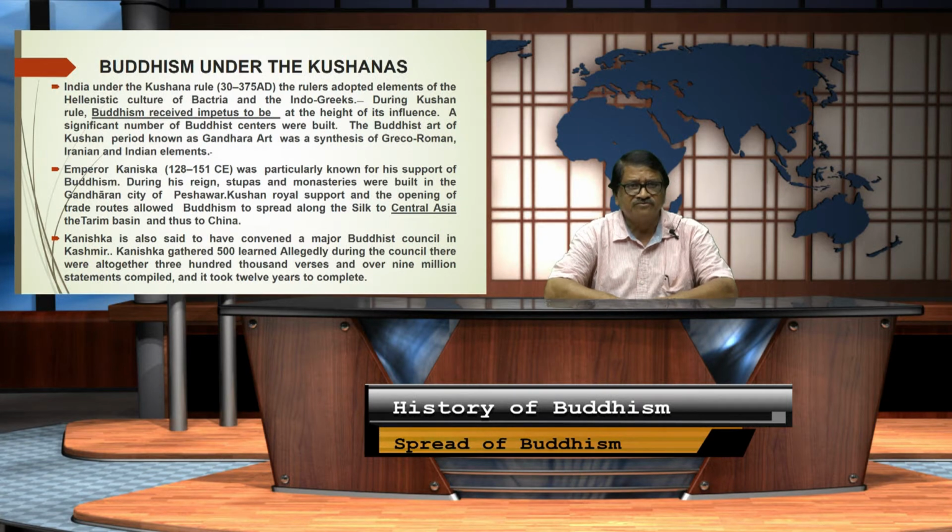Kanishka is also said to have convened a major Buddhist council in Kashmir. Kanishka invited 500 learned monks, and allegedly during this council 300,000 verses and over 1 million statements were compiled, and it took 12 years to complete. I don't know how far it is true, but the traditions record that during this Buddhist council, 300,000 verses were compiled and 9 million statements were made. These were all compiled, and it took almost 12 years to compile this whole data.